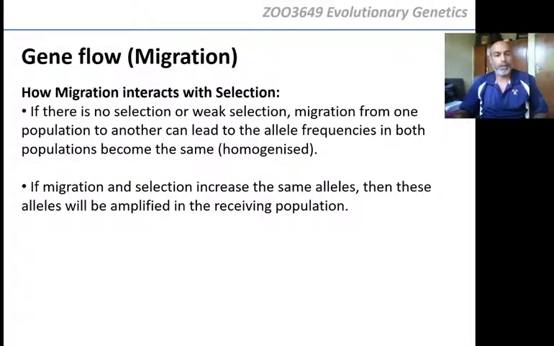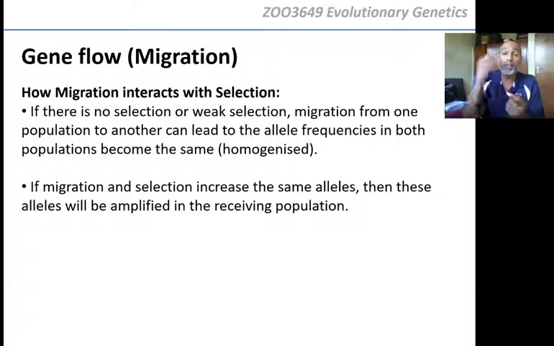there is selection, right? So, if migration is bringing in the same alleles that selection is favoring, okay? So if migration brings individuals with fit alleles, then these alleles will be much higher frequency in the receiving population. And now we're talking about the first one was when there's no selection or weak selection. The second one here, and the third one will be if there is a selection, right? So the second one is now if migration and selection are both playing for the same team, right? When they are both increasing the fittest allele.